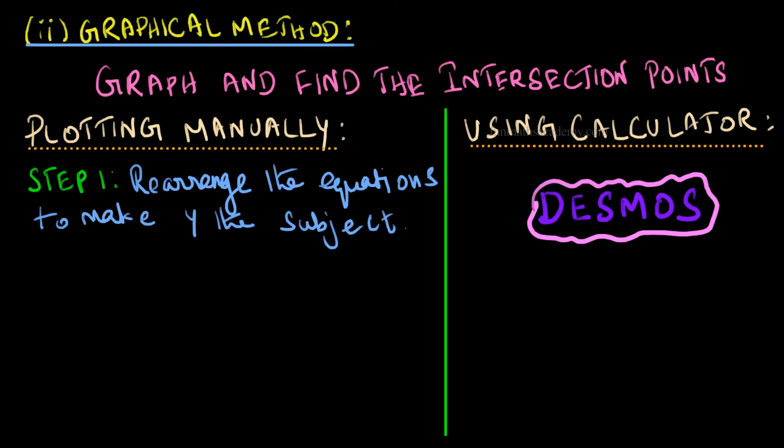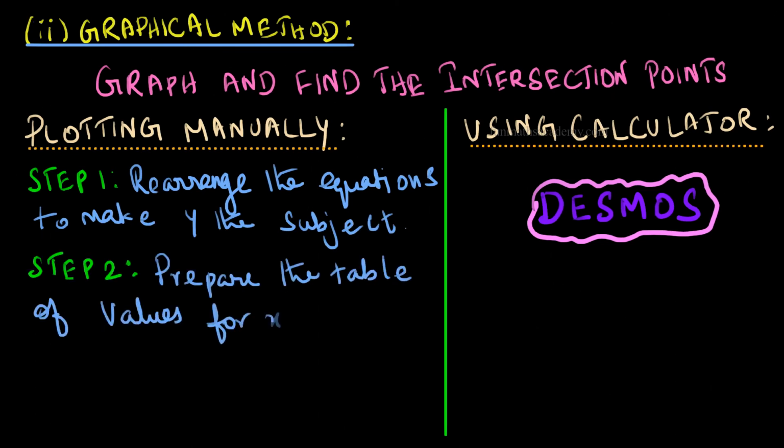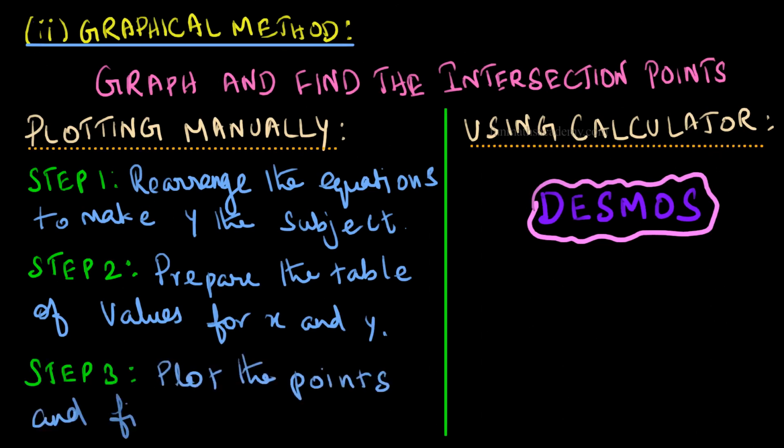To plot this graph manually, first we have to rearrange this equation and write it in terms of x. Then for different values of x, we have to find values of y and then write it in a table. Now you may wonder how to choose values of x, right?